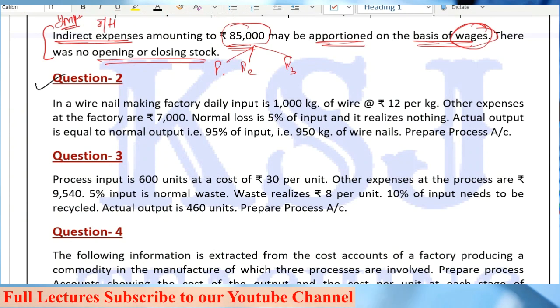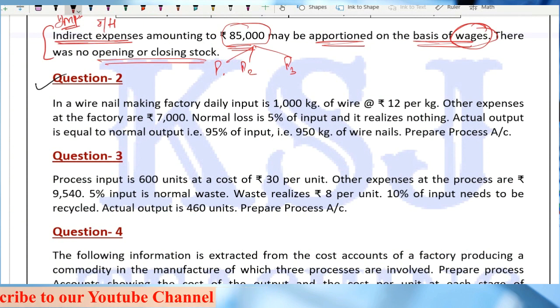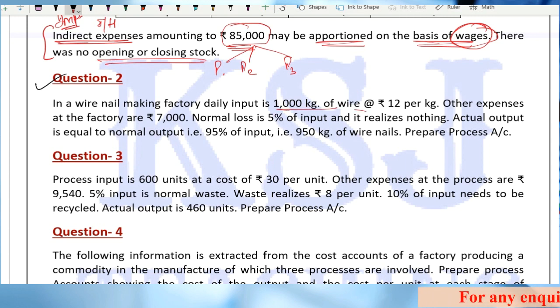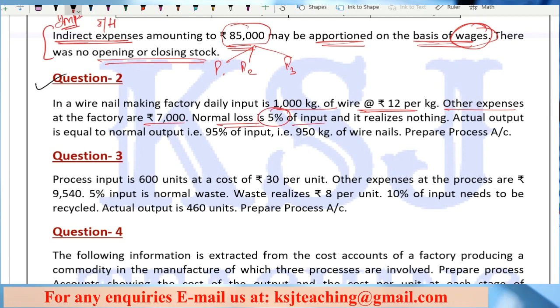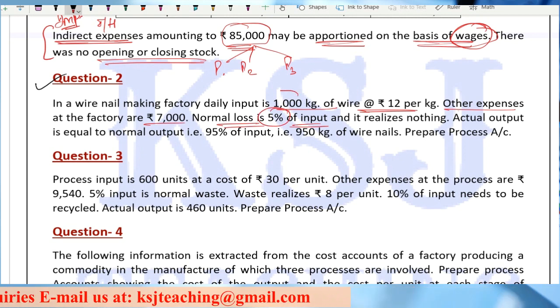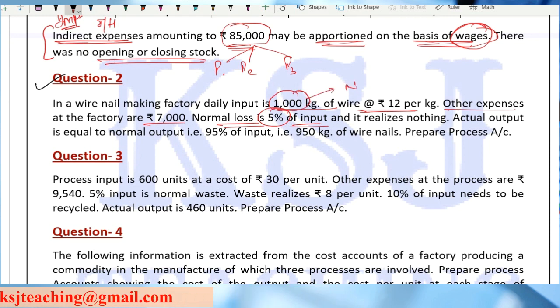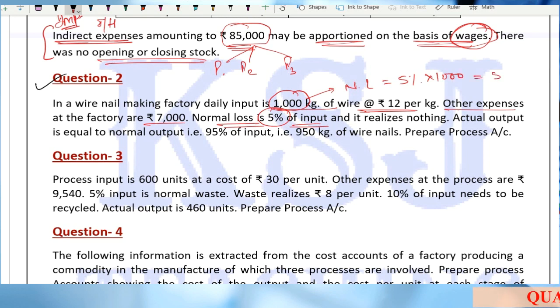Right? Let's see the question now. Come to question number 2. I'll discuss the treatment with the question, don't worry. In a wire nail making factory, daily input is 1000 kg of wire at the rate of rupees 12 per kg. Other expenses at the factory are 7000. Normal loss is 5% of input, right? So input is 1000 kg. What is my normal loss then? Normal loss is 5% of 1000, right? Any doubts? That is 50 units.